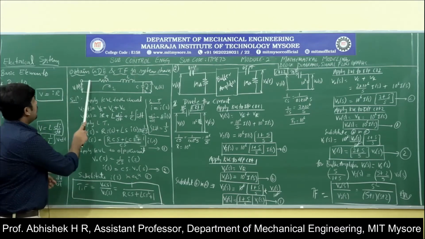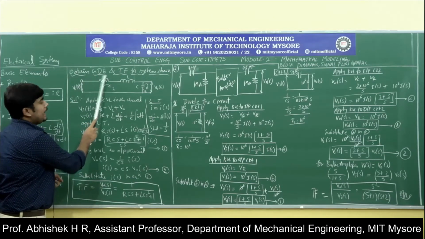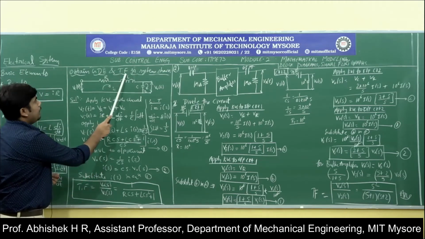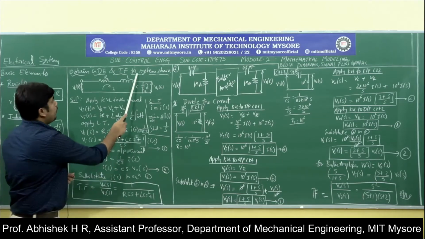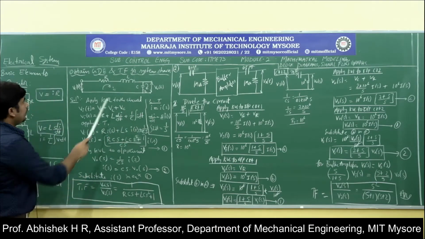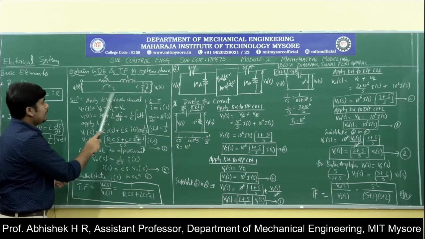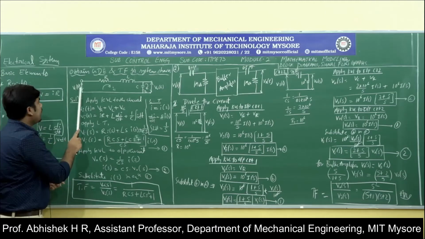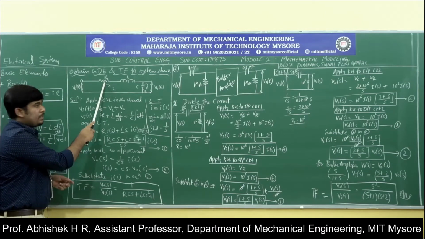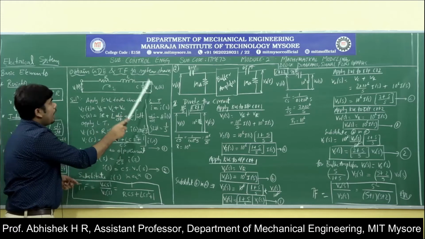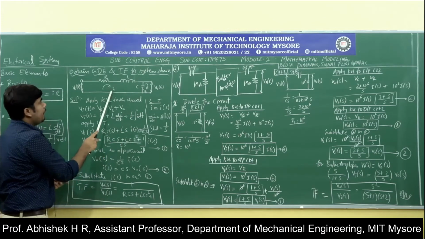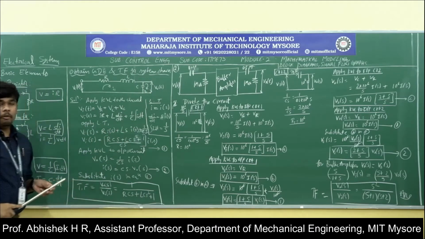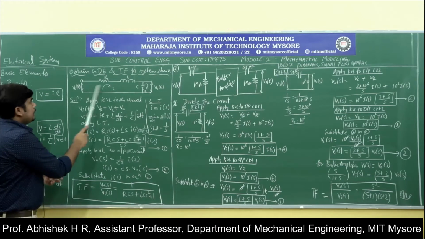Here is the first problem: obtain the GDE, which means governing differential equation, and the TF, transfer function, for the system shown. There is an electrical system given, where Vi(t) is the input voltage, and they have given resistance, inductance and capacitance also. Here we have currents I1 and I2, and the output voltage V0(t). So this is the given problem.